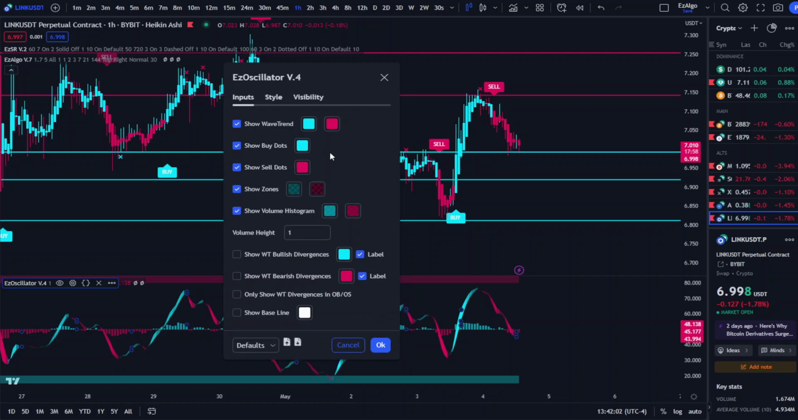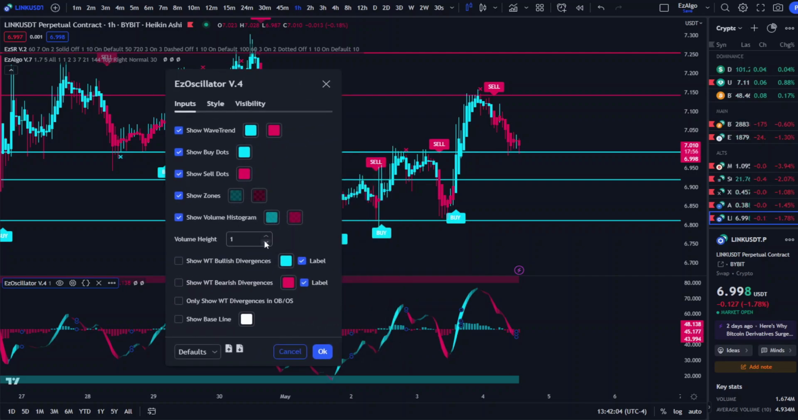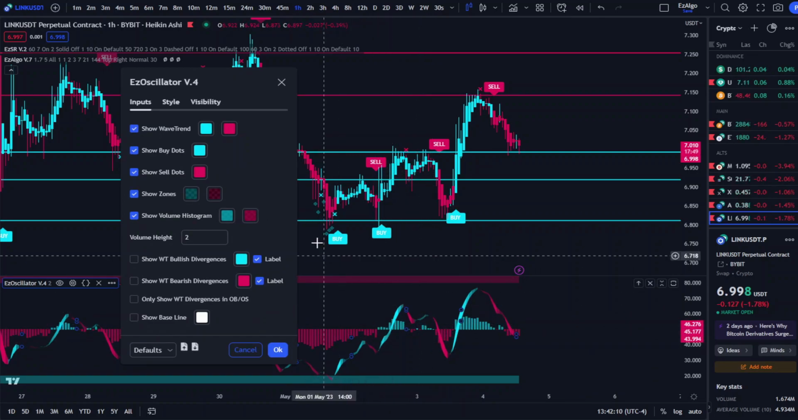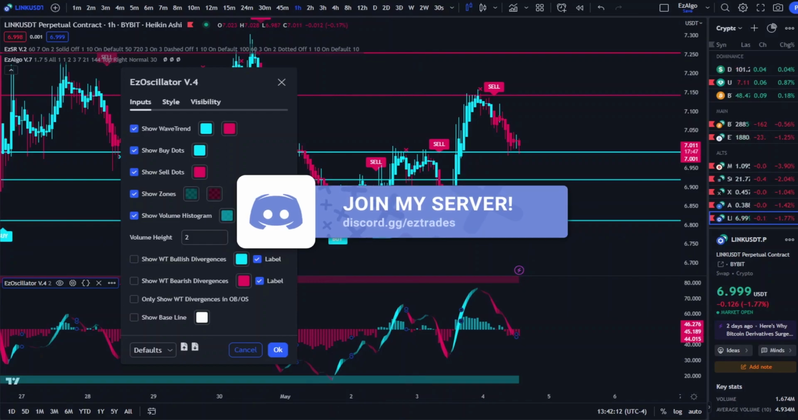Also, if the volume is a little bit too small, you can increase the volume height here in settings anywhere from 1 through 3, and you can increase the height to make it a little bit more visible. That was a large concern that we had in version 3, which we've now fixed in the V4.